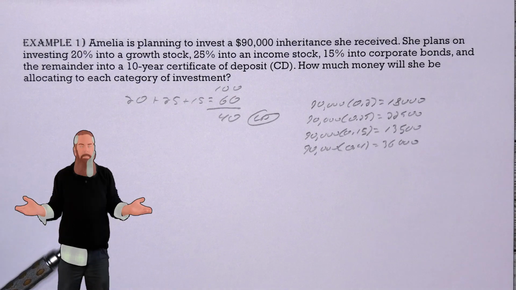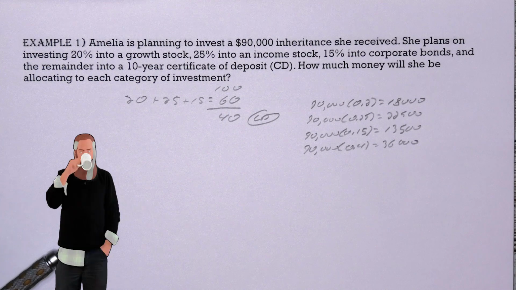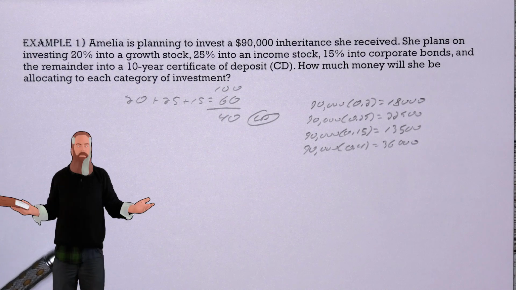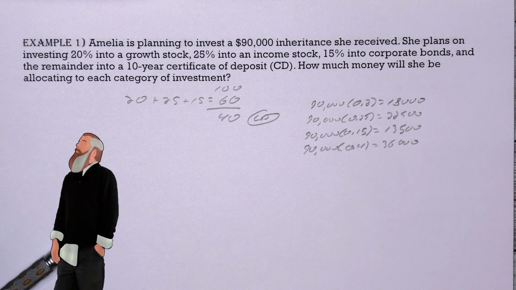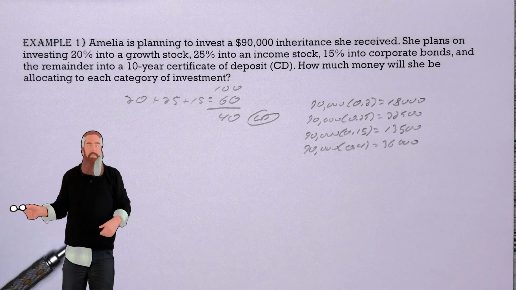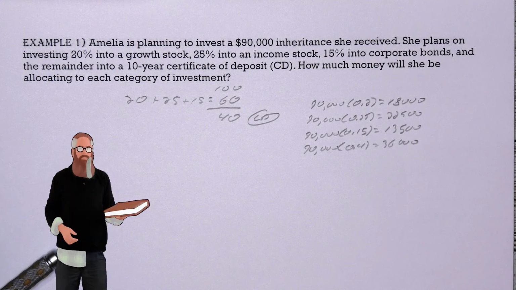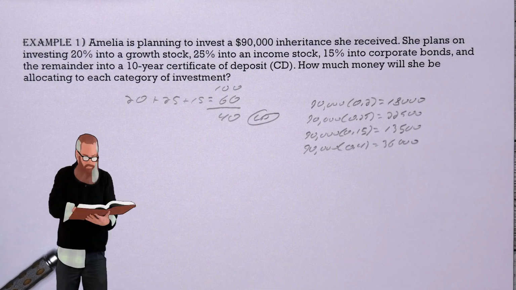Amelia diversified her investments by allocating $18,000 to growth stocks, $22,500 to income stocks, $13,500 to corporate bonds, and $36,000 to CD. Notice she invested twice as much into the FDIC-insured CD as she did on growth stock, the riskier investment.